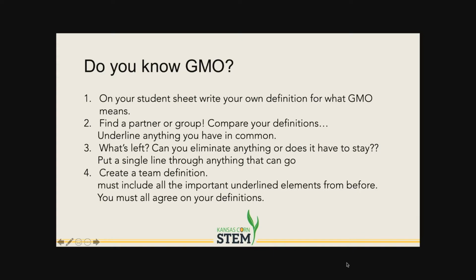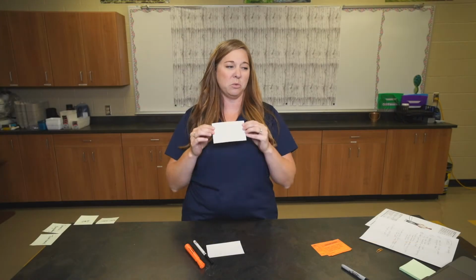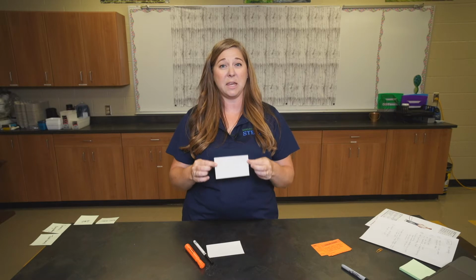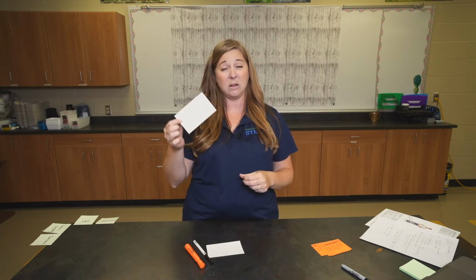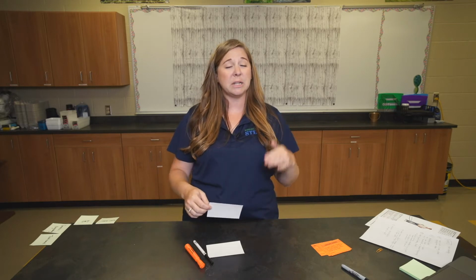The first thing that they're going to do is write their own definition of what they think GMO means on a note card. Pretty simple. Give them time to do this, give them plenty of time to think, and then time to write. That's a critical part of this.